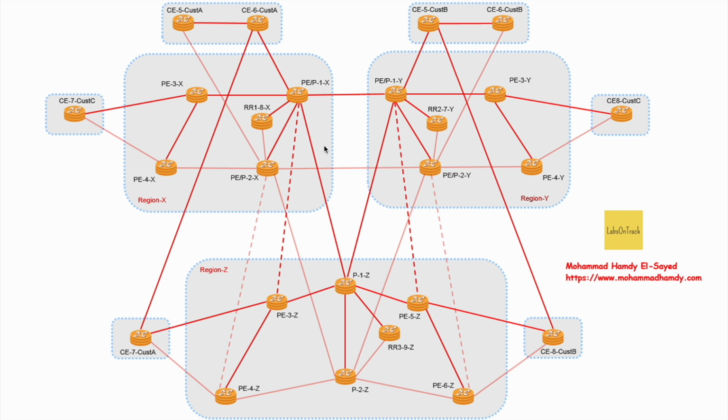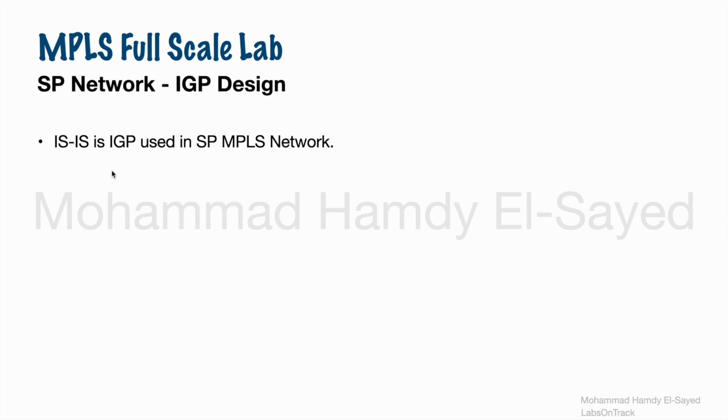The IGP protocol in the service provider company XYZ is mandatory to let P routers be able to reach each other with their MPLS LSR ID. As we discussed before in the Huawei MPLS Services Volume 1 course, the basic of the SP network is to select the proper IGP protocol. ISIS is selected to be used as the IGP protocol in the SP MPLS network of company XYZ.